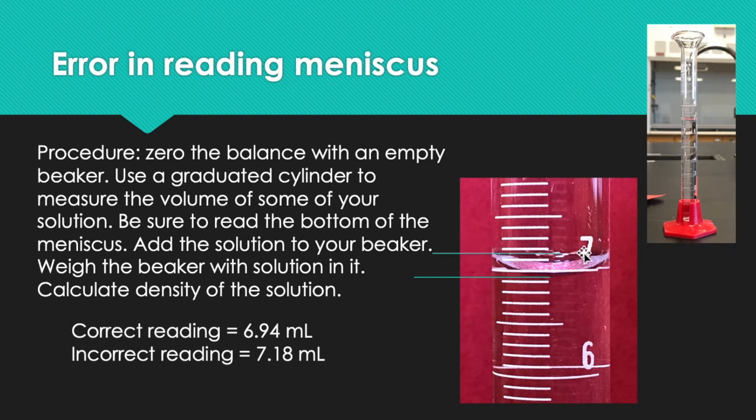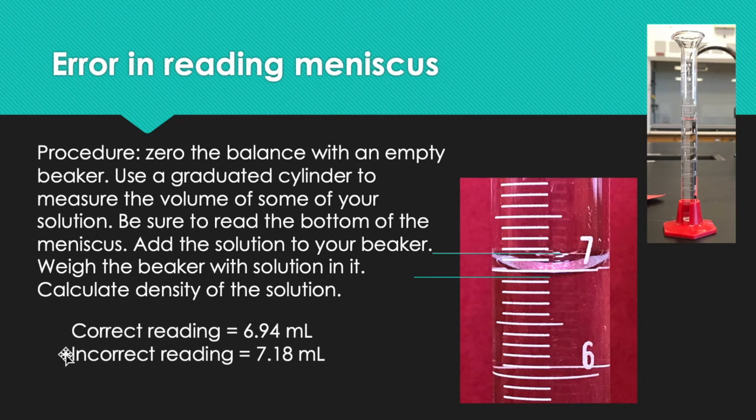However, if you were trying to read the top of this meniscus, it definitely seems like it's above 7. It's actually above 7.1, so you might record something like 7.18 milliliters. And graduated cylinders are designed to measure the amount of water that they contain. So you're doing one volume reading and then you're dumping all of this water into the beaker to get the mass of it. And this one reading that you have is the volume that you say you are putting into your beaker.